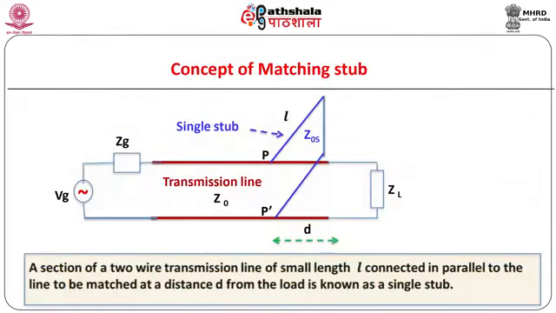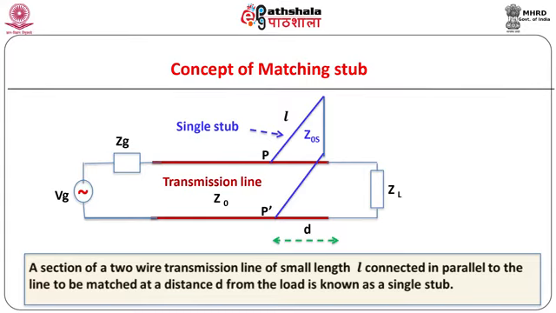What is meant by a stub? A section of a transmission line having small length is called a stub. Two types, namely single stub and double stub, comprising of one or two stubs, are in common use. A section of a two-wire transmission line of small length L connected in parallel to the line to be matched at a distance d from the load as shown is known as a single shunt stub.